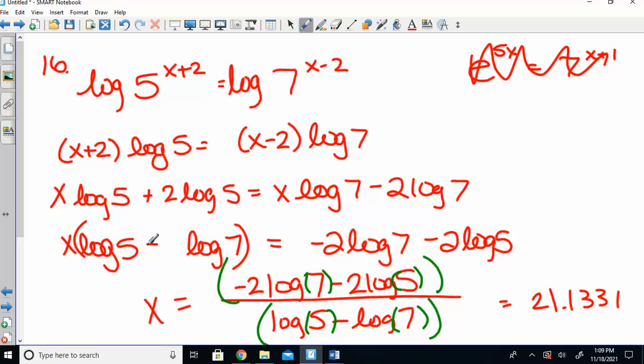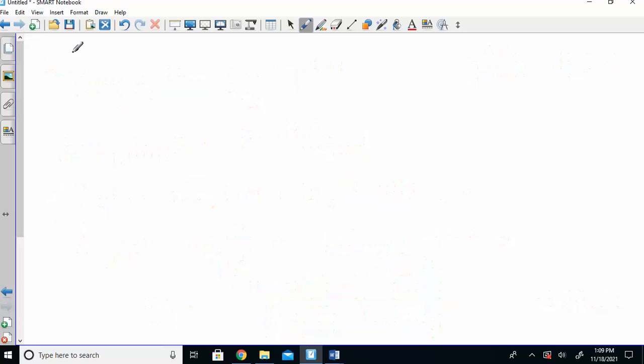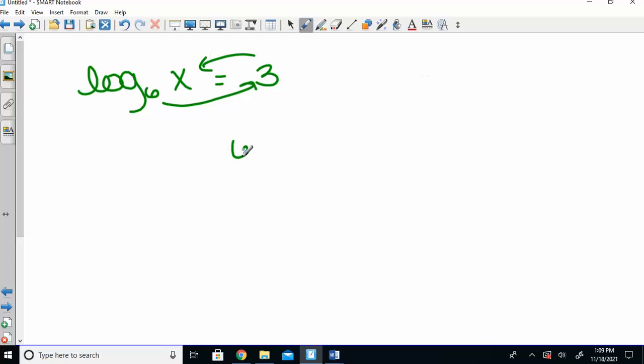I probably tended to not put as many nice ones on the study guide. I try to make my study guides a little more challenging to make you work harder for it. But I could give you something like log base 6 of x equals 3. Then how do you solve these? Yeah. So it's just 6 to the 3rd equals x, so x is 216.